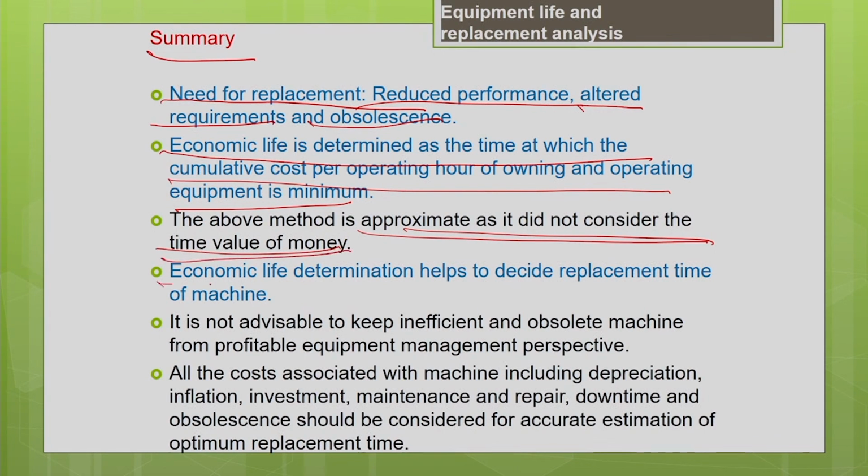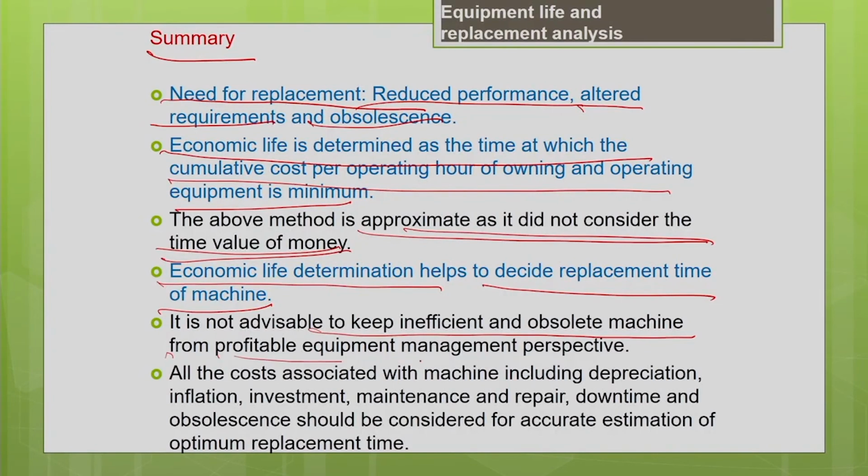The main objective of determining the economic life is to decide the optimum replacement time of the machine. It is not advisable to keep an inefficient and obsolete machine, even though it may be functioning at your project site and is not totally broken down. Even though it is functioning, it is not advisable to just continue using the old machine. From a profitable equipment management perspective, we should not cling to the old machine when its productivity is less. We should look for the optimum replacement time and replace it with a newer model available in the market with better productivity.